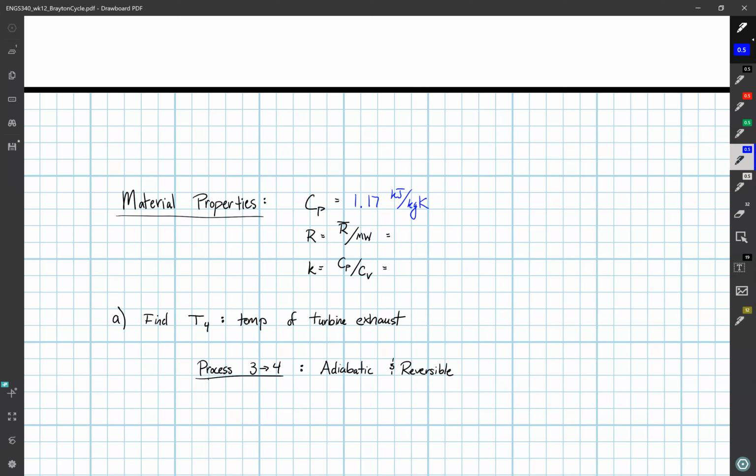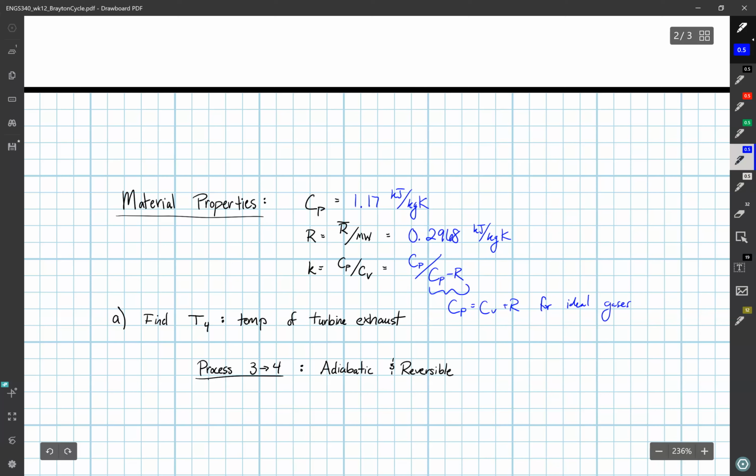Our value for R, again, this is something we could look up. It's R bar, the universal gas constant, divided by the molecular weight. And for nitrogen, this is 0.2968 kilojoules per kilogram Kelvin. We're also going to use this value K, which is the ratio of the two heat capacities, Cp and Cv. So this is equal to Cp divided by Cp minus R. If you remember, we had Cp equals Cv plus R for ideal gases.